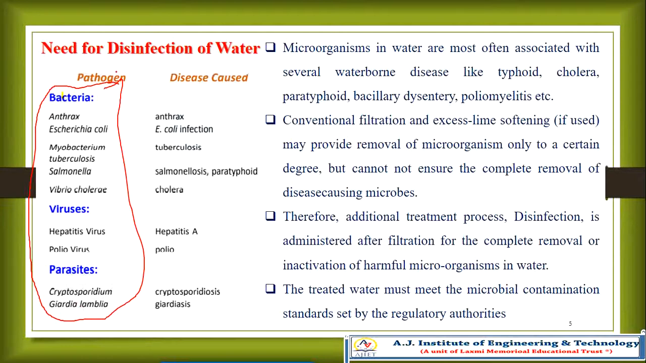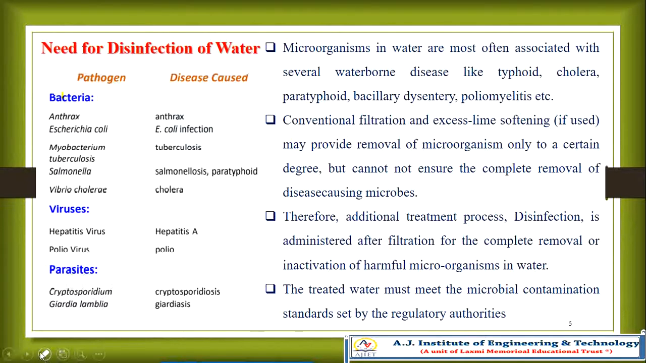This combination of bacteria, viruses and parasites is called microorganisms. These microorganisms cause different diseases in humans as well as animals. The water is contaminated and we use that water, isn't it? So now what do we have to do? We have to remove these bacteria, viruses or parasites. For that we need disinfection. Right? We need disinfection.